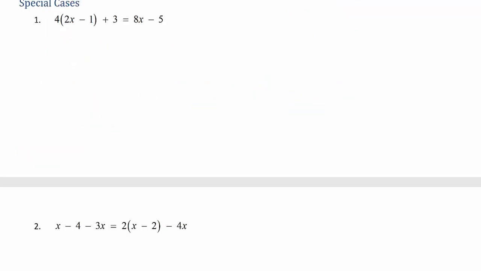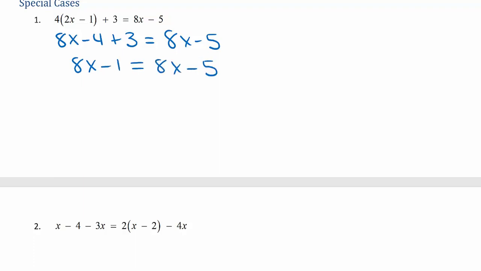Now I also want to show you a couple of special cases that occur when you're solving equations. So let's take a look at example 1. Let's just go through the process that we've learned in the past. We're going to get rid of parentheses first. And then I'm going to combine like terms. And then I'm going to try to put the x's on one side.